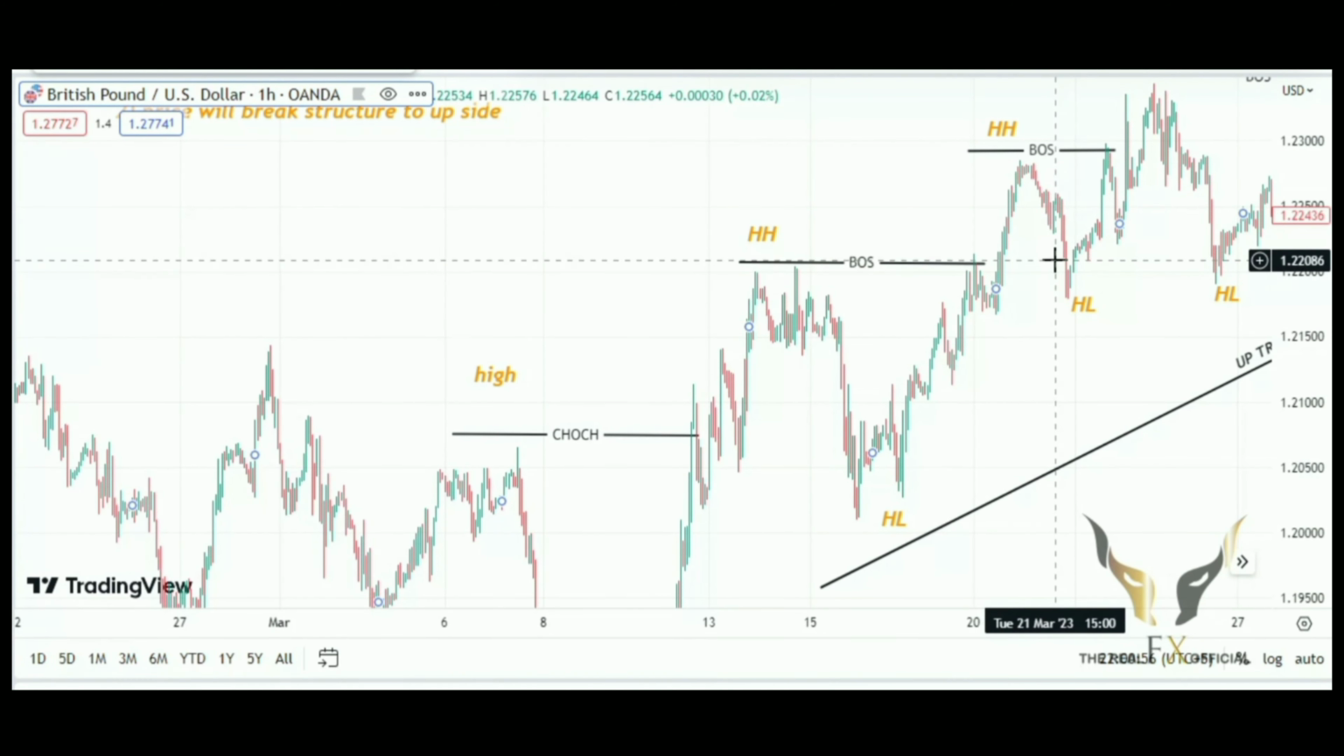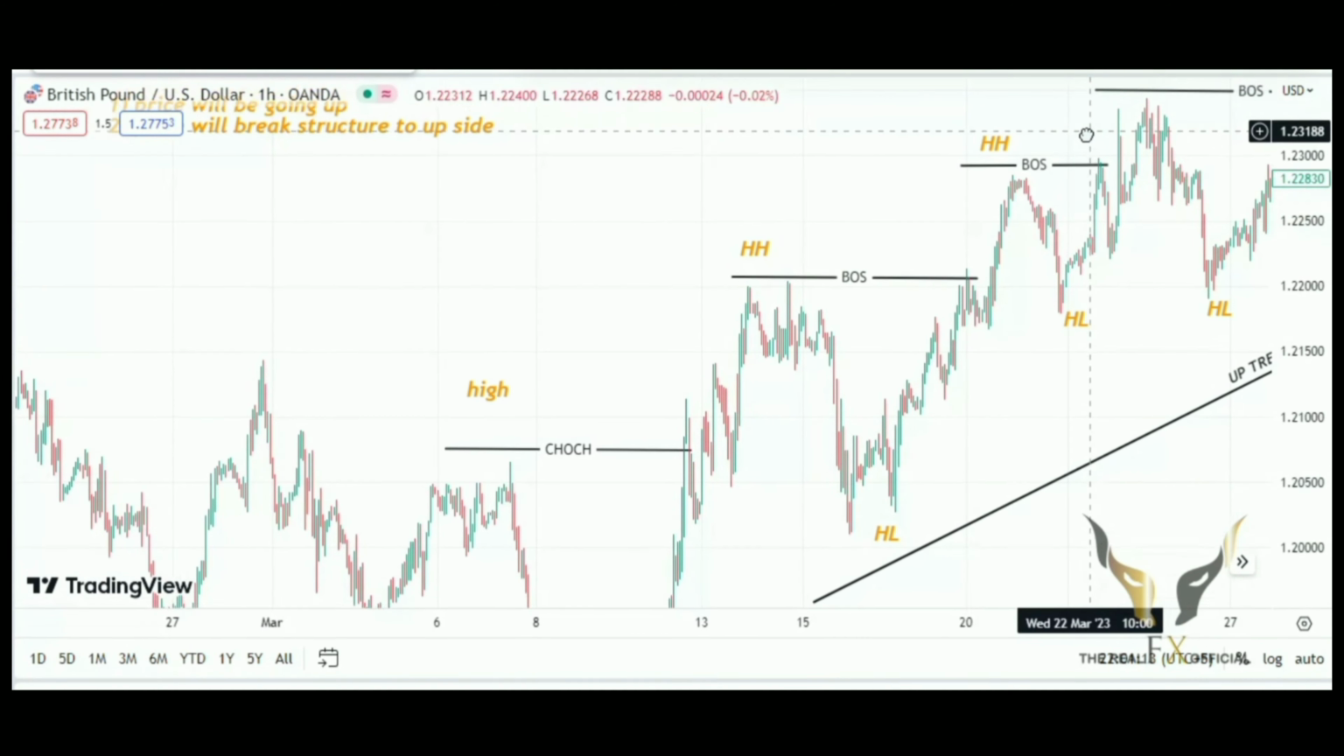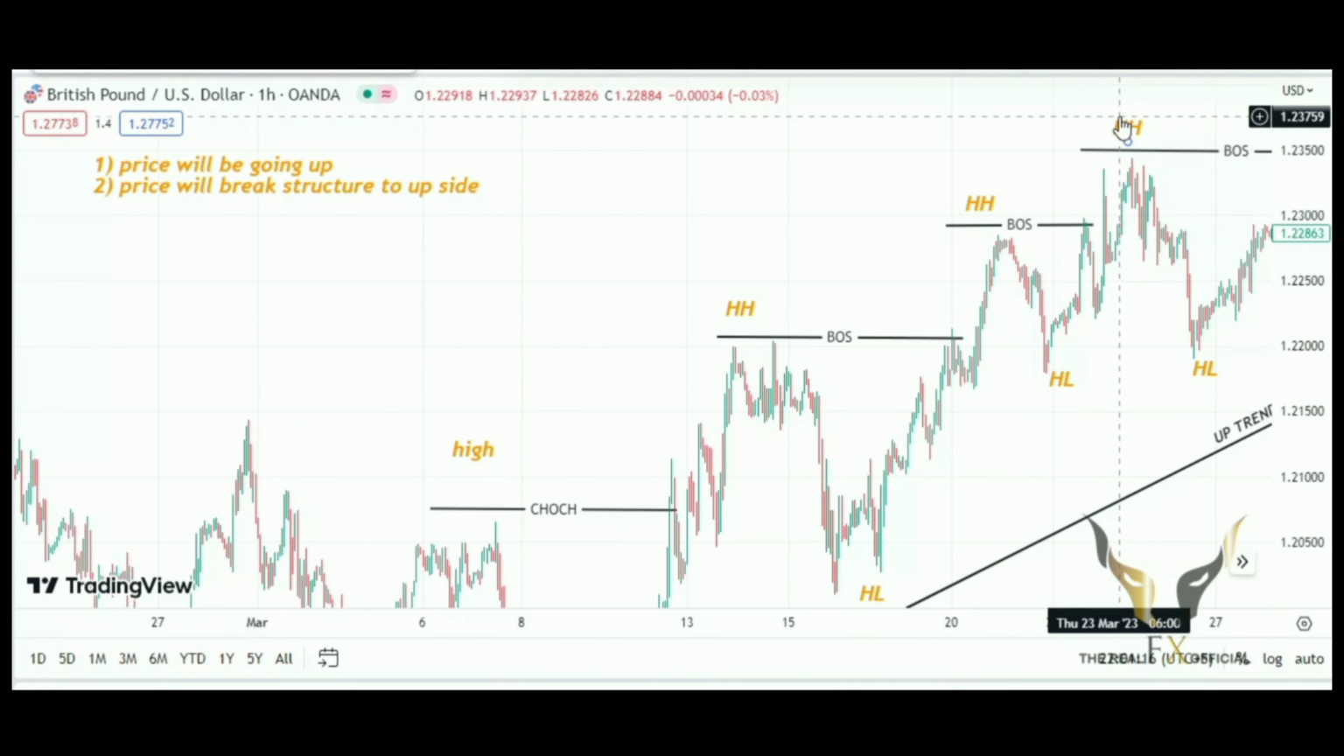Then again the price is just going up, so what do we expect? That it will create another higher high, because the price is in the uptrend or the bullish trend, okay. So right, again the price has just broken the structure, created a higher high. So now we expect the price to pull back or to retrace, okay. So we expect the price to come back, okay. So the price has created a higher low, okay.